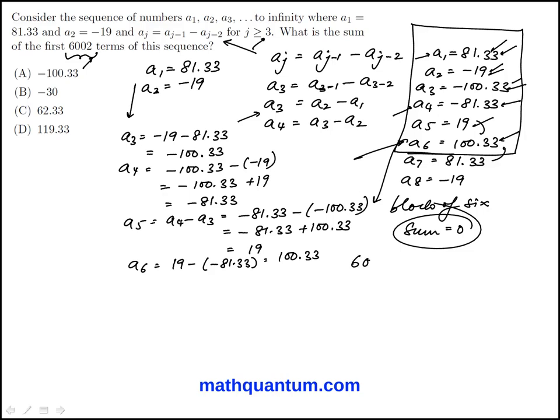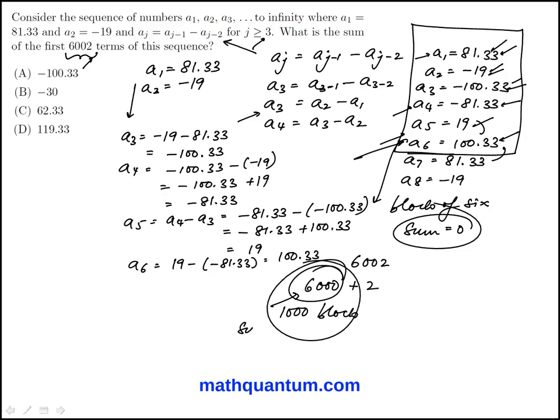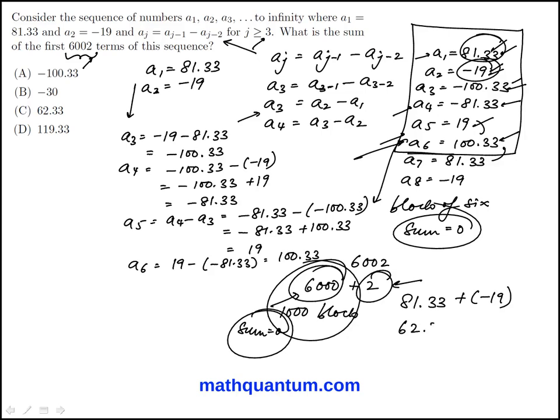So now if you have 6,002 terms, I can split it. This is going to consist of 1,000 such blocks, because each block has 6 terms. So that sum will be 0, this portion. We're left with just these two terms, the 6,001st and 6,002nd term. So the sum of those two terms is going to be 62.33, and that would be the sum of the first 6,002 terms. So the answer is C.